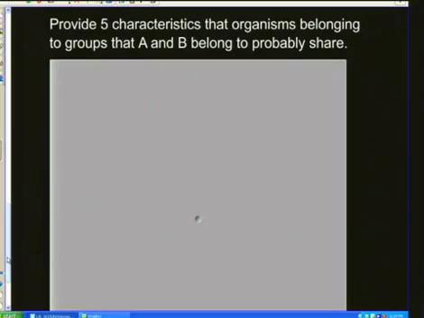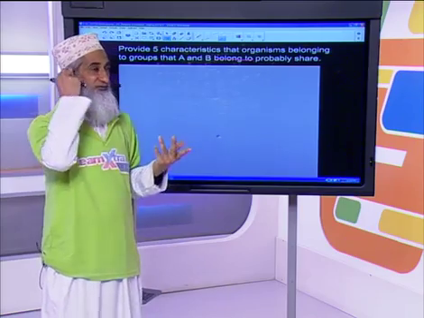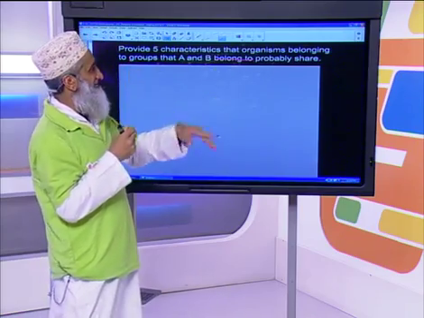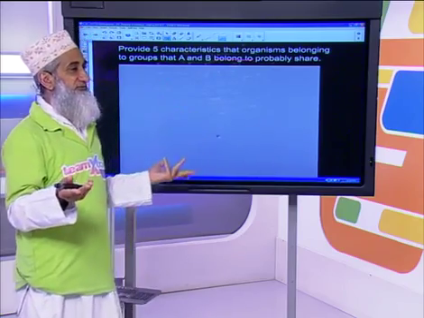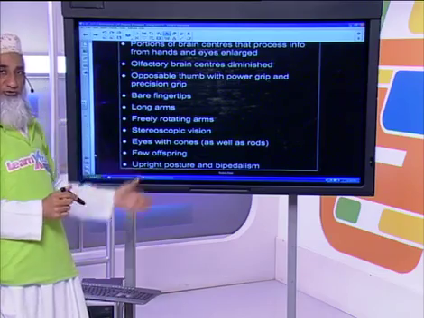Provide 5 characteristics that organisms belonging to groups A and B probably share. What am I asking for? The similarities. Good. So at least you know that, and we've discussed it already. So again, it's the same answer, isn't it? We've discussed this in the summary, so we're not going to waste time going through each of those answers.